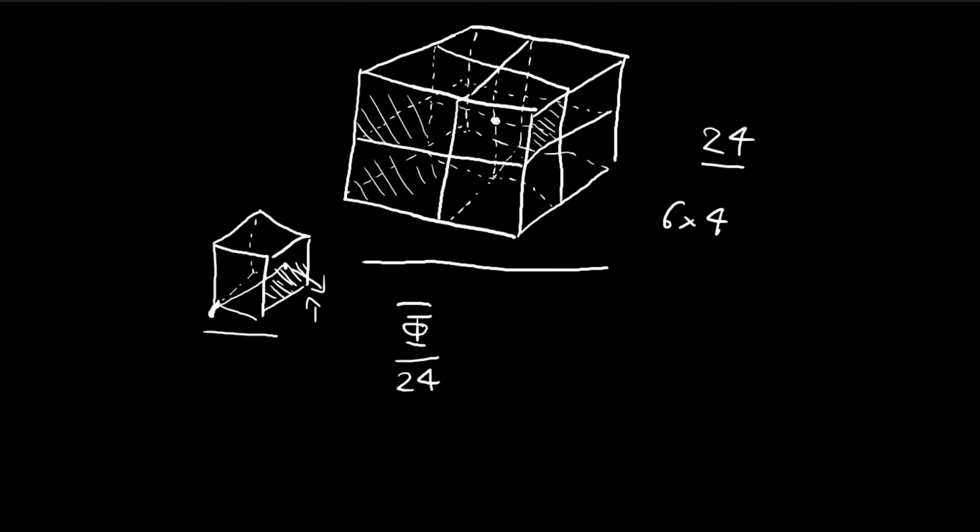So the problem is to find this flux here, the flux through the entire cube. How do we find that? The trick is to observe that the cube is actually a closed surface, so we can apply Gauss's law.